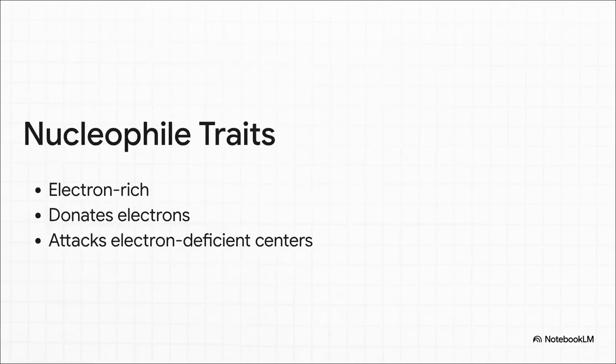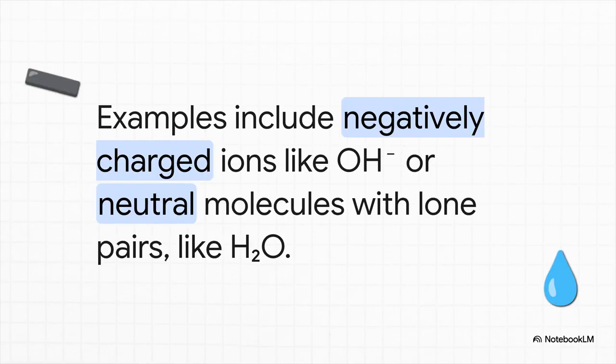And as you can probably guess, its characteristics are the total opposite of the electrophile. A nucleophile is electron-rich. It's got a surplus of electrons, either as a full negative charge or as what we call a lone pair. It's just eager to donate this electron pair, so it goes looking for and attacks electron-deficient centers, which, of course, are the exact spots it finds on electrophiles. And again, we can see this in the examples. A hydroxide ion, OH-, is a classic nucleophile with that obvious negative charge.